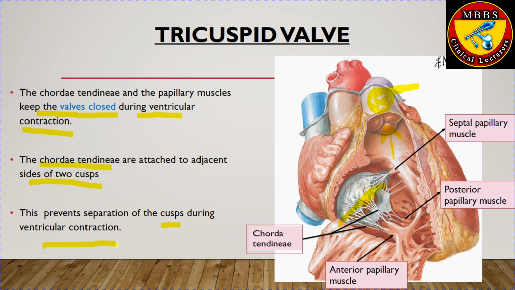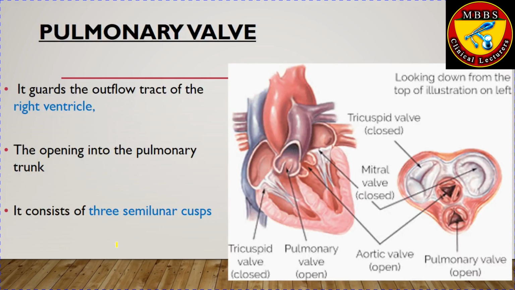During the ventricular relaxation, during the filling phase, the tricuspid valve is open and the blood enters into the right ventricle from the right atrium. During the ventricular contraction, the atrioventricular valve, the tricuspid valve, is closed and the blood enters into the pulmonary trunk by passing through the pulmonary valve. So now we are going to discuss the outflow valve, which is the pulmonary valve.